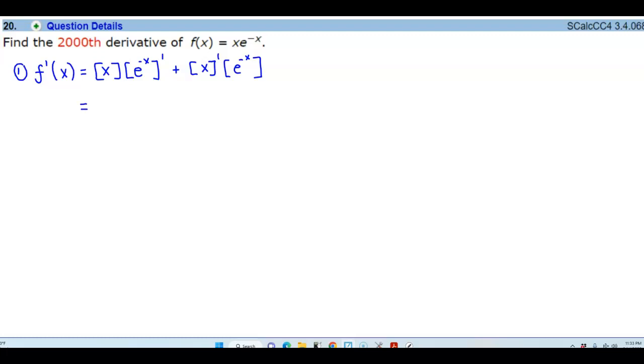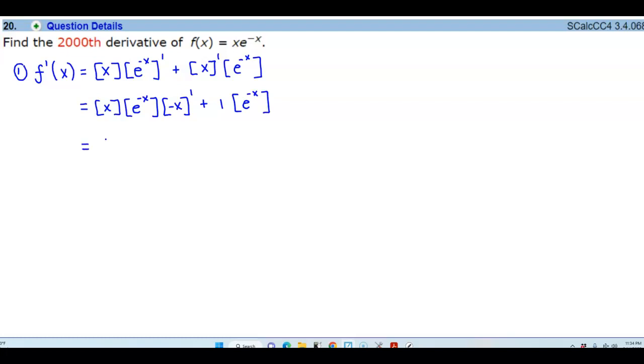Okay, so we're going to take x and then multiply it by the derivative of e to the negative x, which is e to the negative x times the derivative of that exponent, which is negative x, plus 1 times e to the negative x.